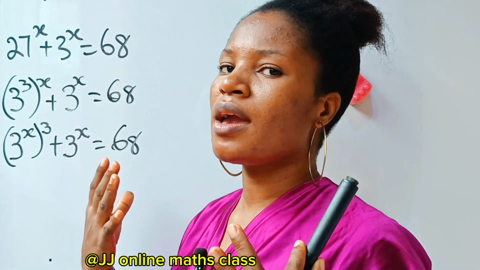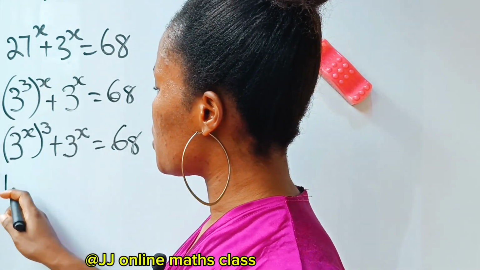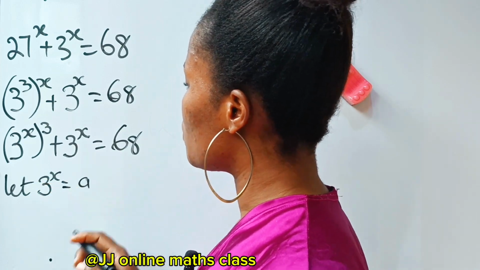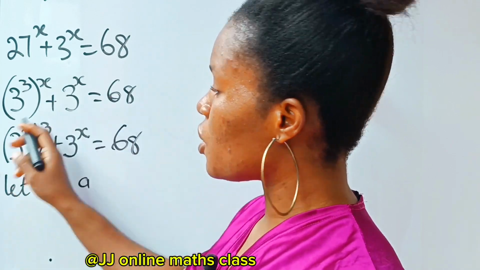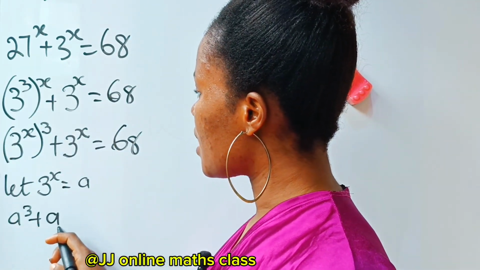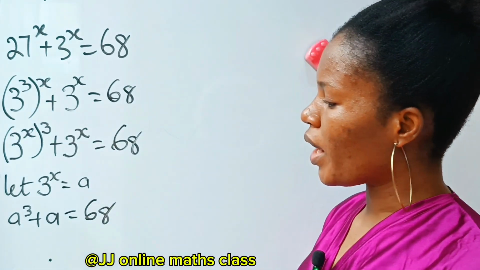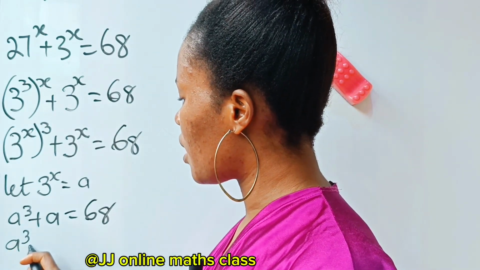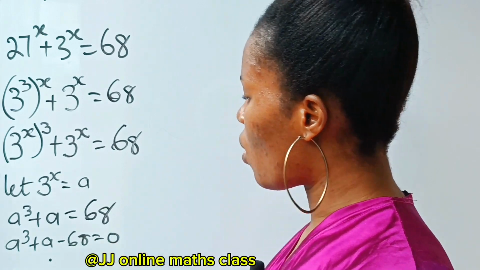All right, now we have 3 to the power of x, 3 to the power of x. Let's give it a letter to simplify the equation. So we say let 3 to the power of x be equal to a, right? Now if we say that, we change this equation to a to the power of 3 plus a is equal to 68. Now we can rewrite this as a to the power of 3 plus a minus 68 is equal to 0.